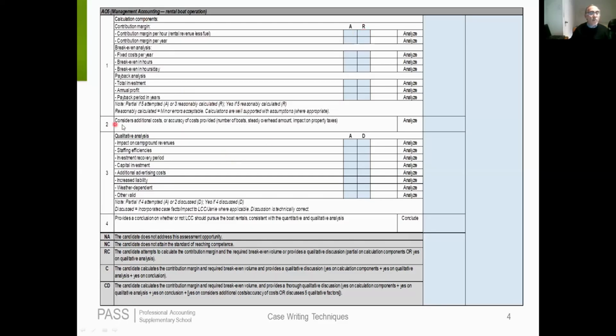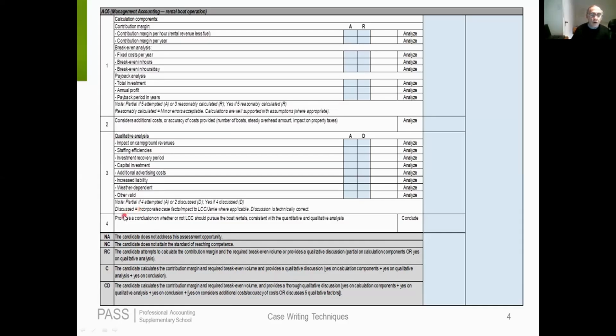Now, if you take a look at point number 2, considers additional cost or accuracy of cost provided. We'll see later on how important that was for getting competent. Point number 3 was more for the qualitative analysis. Once again, if you look at point number 3, they tell you how many points you needed to hit and at what level you needed to hit them in order to get partial versus yes. Partial if 4 attempted or 2 discussed, yes if 4 discussed.